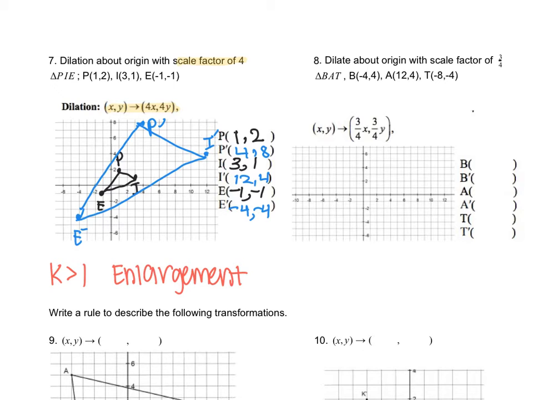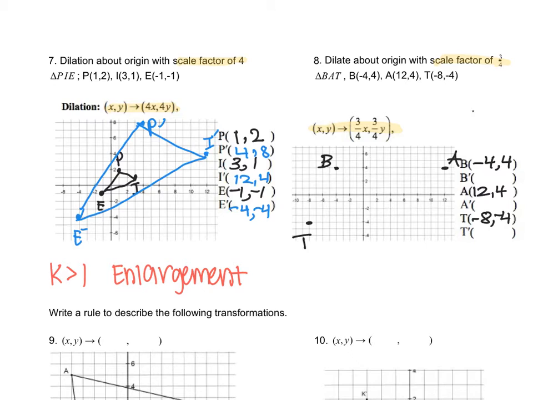Our second example, we want to dilate about the origin with a scale factor of 3/4. So our rule has been written for us. Again, I'm going to start by graphing our triangle BAT at -4, 4 for B, 12, 4 for A, and -8, -4 for T. We're going to transfer those points to our parentheses: -4, 4, 12, 4, and -8, -4.